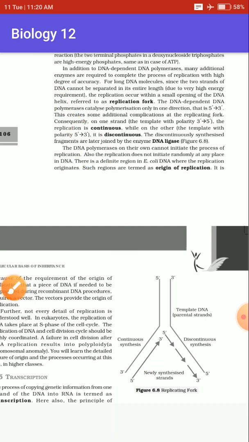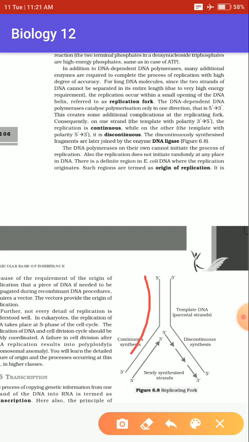Now, if one strand is continuously synthesized, it is because the DNA polymerase enzyme always synthesizes, or always produces, its strand in a continuous way in the polarity of 5 dash 3 dash. But in the case of 3 dash 5 dash, it never forms a continuous strand, it will form a discontinuous strand.